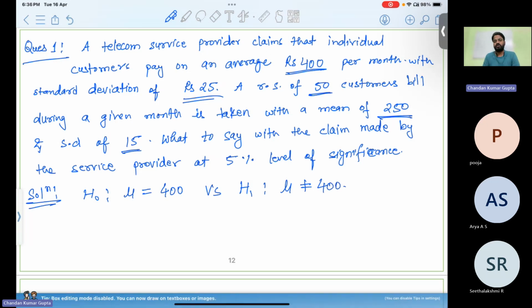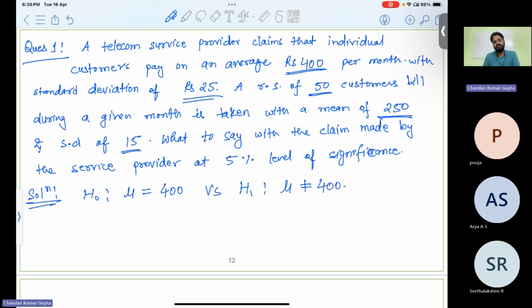If we were discussing more or better, then it would be one-sided. In this question, it is not clear, so we will discuss the not-equal-to case. Okay, so this is our hypothesis.